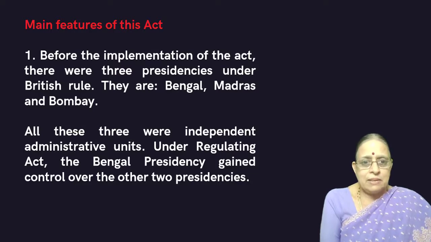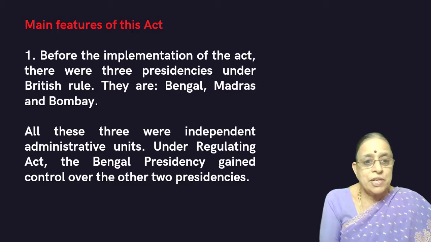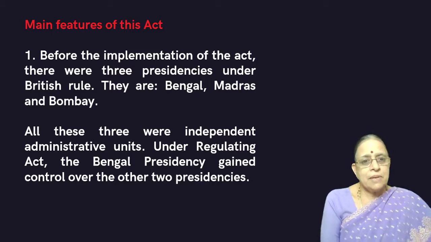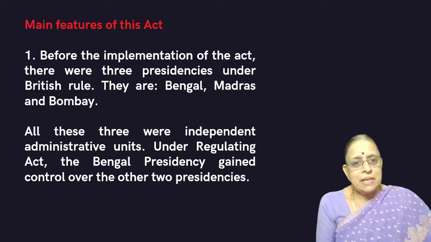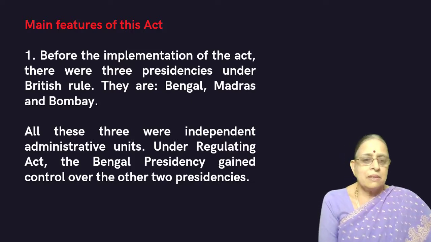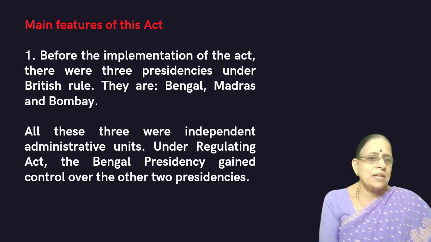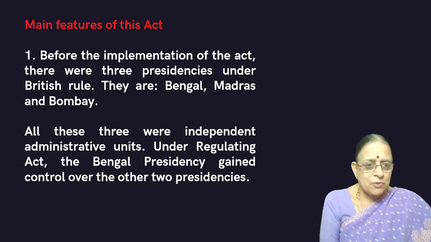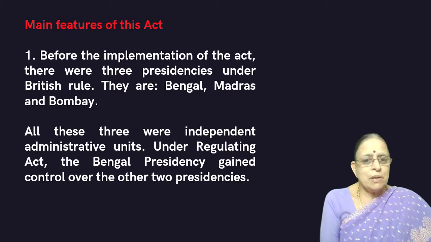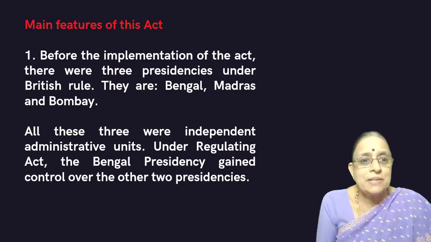All these three, that means Bengal, Madras and Bombay, were independent administrative units. That means they were administered independently. There was separate administration in each of the three presidencies. Under the Regulating Act of 1773, the Bengal presidency gained control over the other two presidencies.